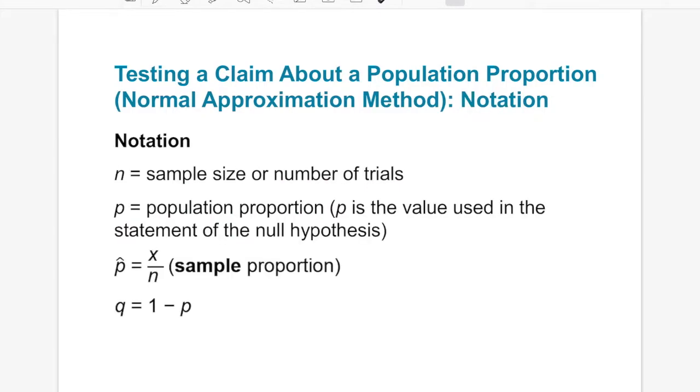Notation: n is the sample size. P is the population proportion. P hat is the sample proportion. P hat equals x over n. Sometimes you might have to find x, so x equals p hat times n. And q equals 1 minus p.